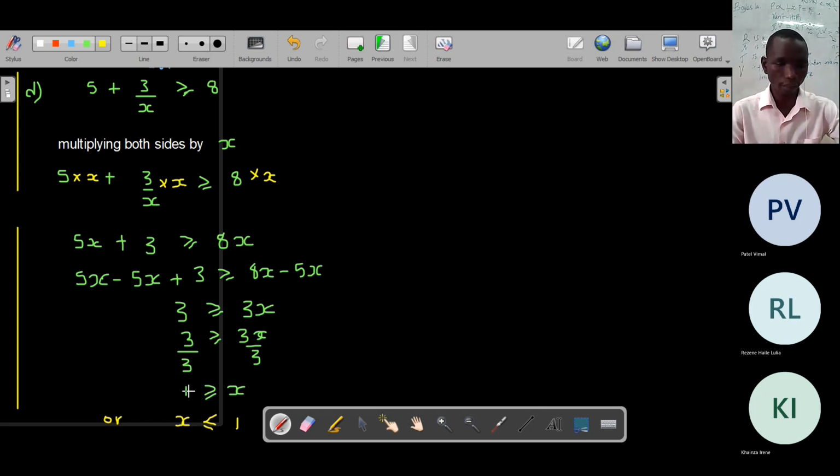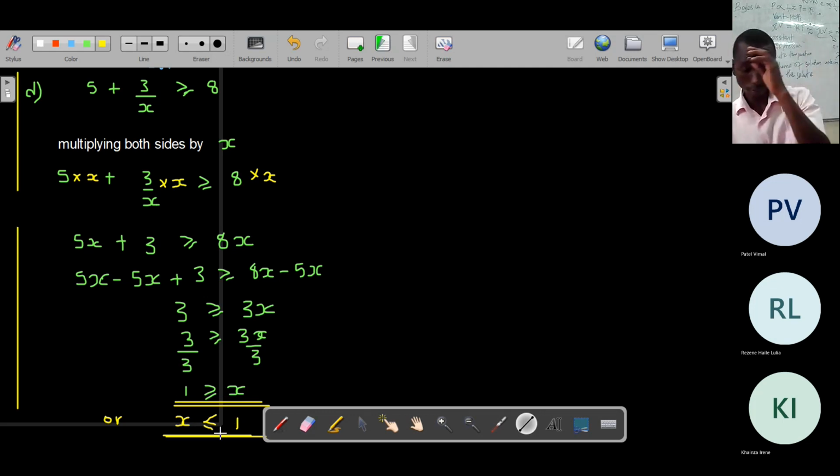So either you write your answer like this or like this. Both of them are the same. So this is the answer to part D. You can either leave it like this or you can give it like this.